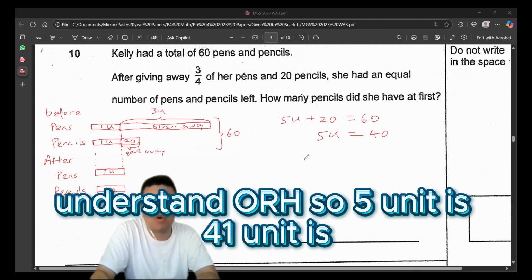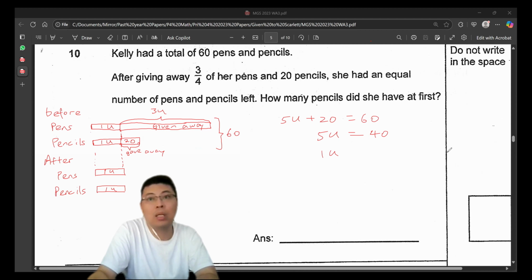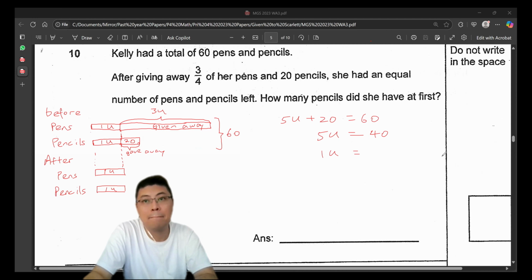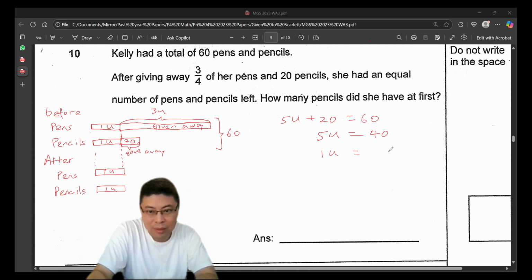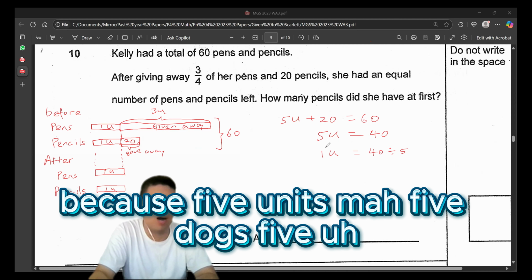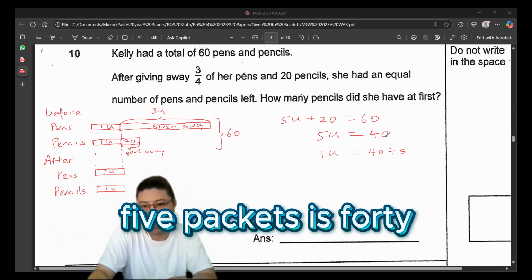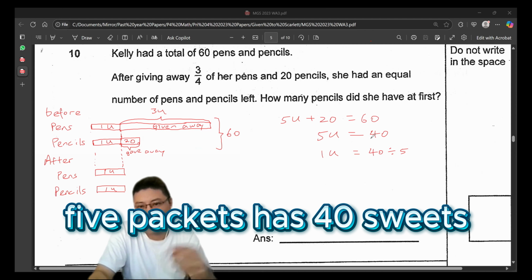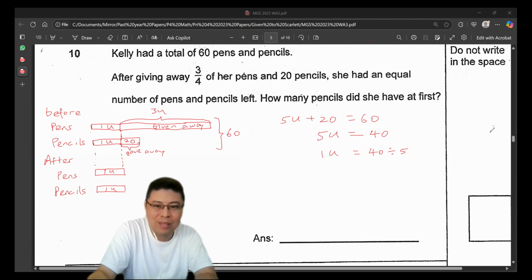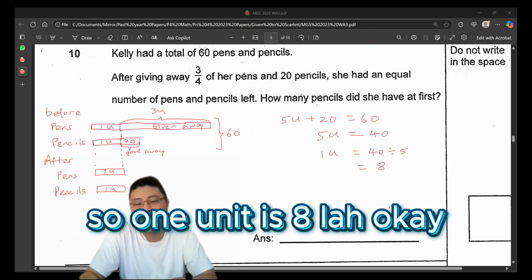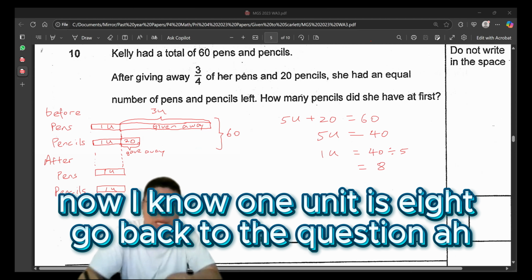Understand? No? So 5 units is 40, 1 unit is how many? 1 unit is 40 divided by 5. Because 5 units, like 5 packets, is 40. 5 packets has 40 sweets. So each packet has 8 sweets. Understand the logic? So 1 unit is 8. Okay, now I know 1 unit is 8.